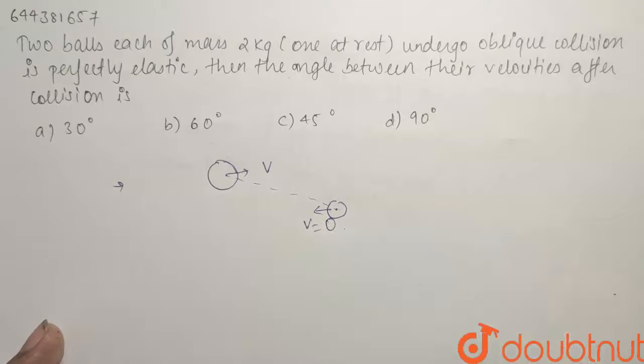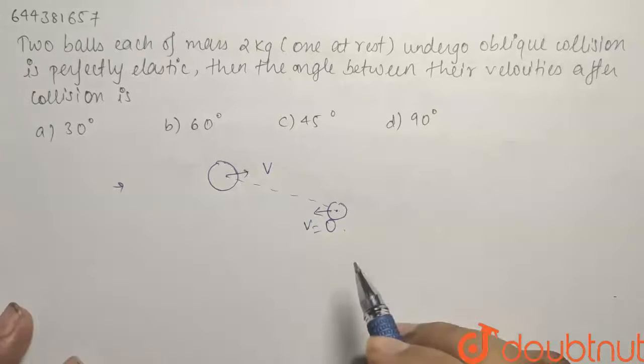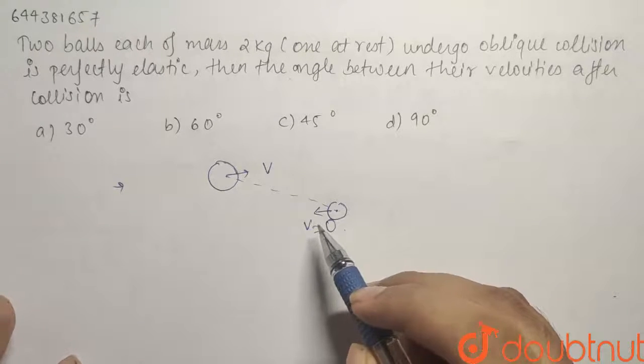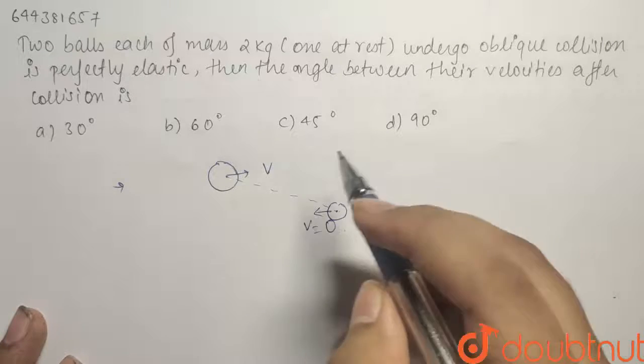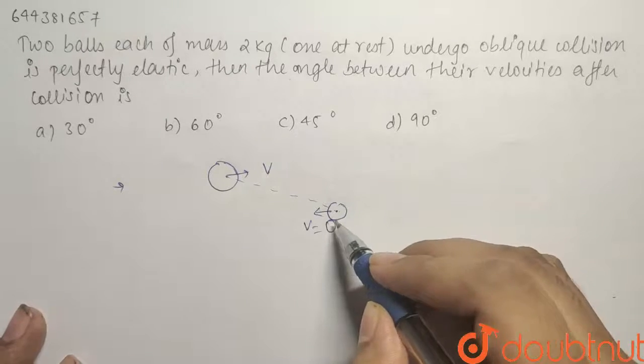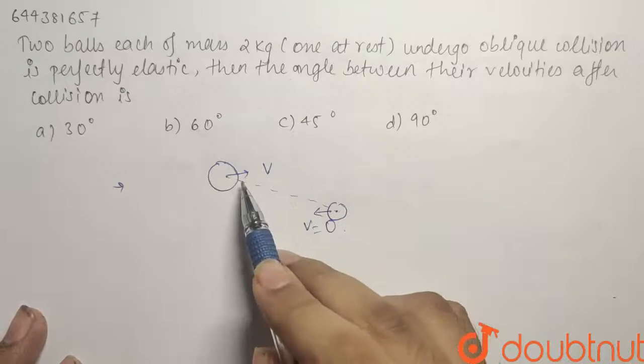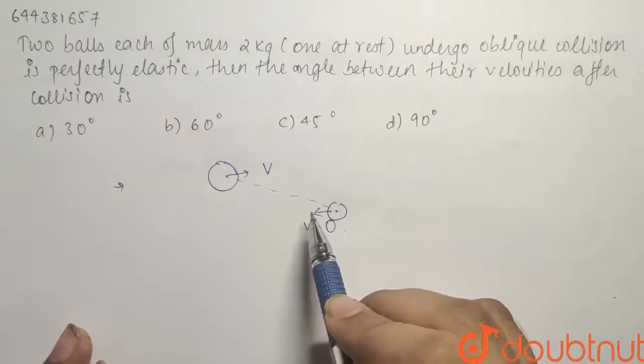So basically what is going to happen is we can apply the equation of coefficient of restitution along the line joining the centers, that is, the common normal. And we know that if one is at rest and both the bodies have the same mass, then they are going to exchange their velocities.